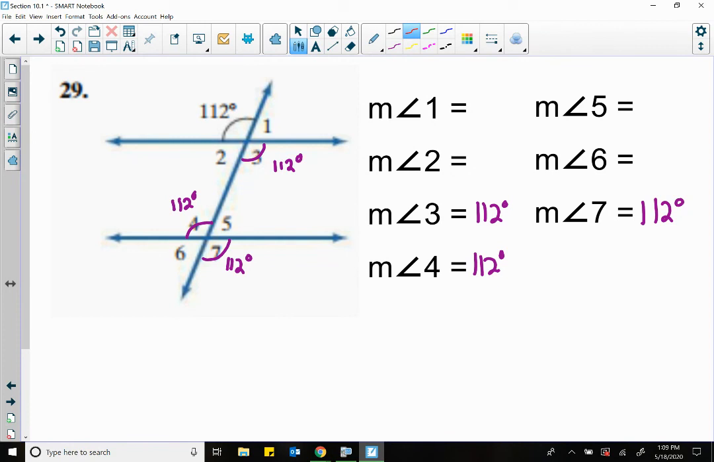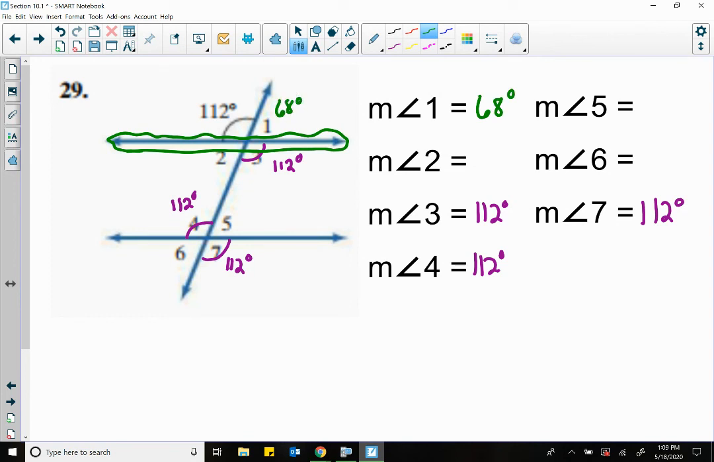Now I'm going to go back and do angle 1. Okay? So if I look up here, you've seen this before. Oh, it's forming that straight line right there. This is where you're going to use linear pair. You have to use linear pair once in this picture, because that's how you're going to get the second angle. So we know that 112 degrees and angle 1 are supplementary because they are a linear pair. So if you take 180 minus 112, we know that the measure of angle 1 is 68 degrees.